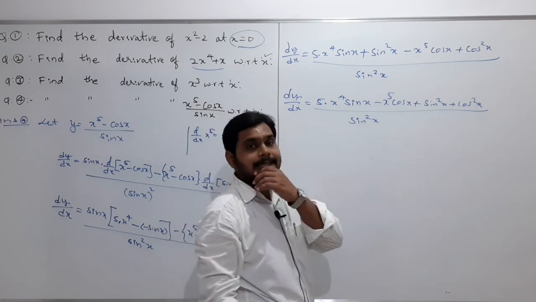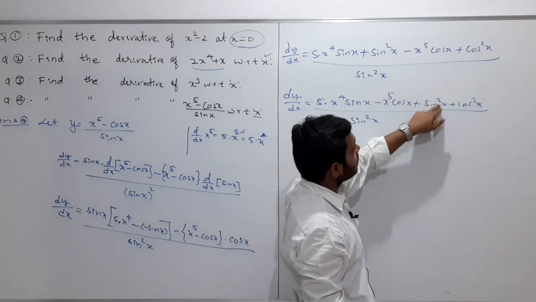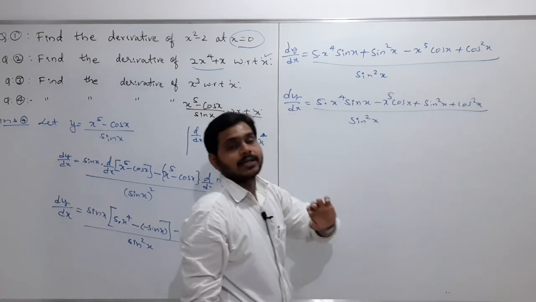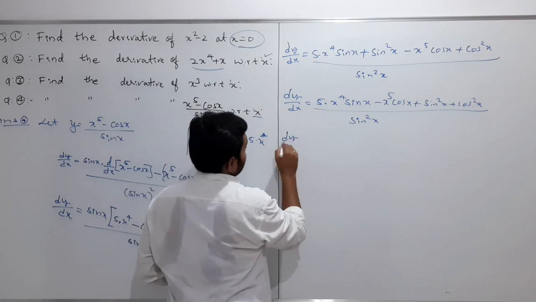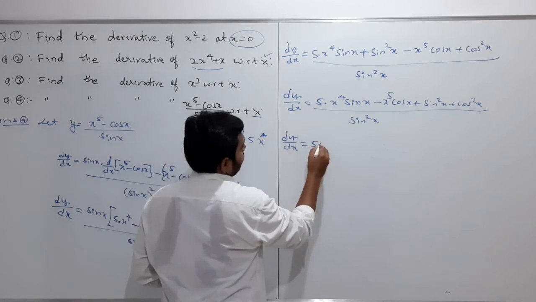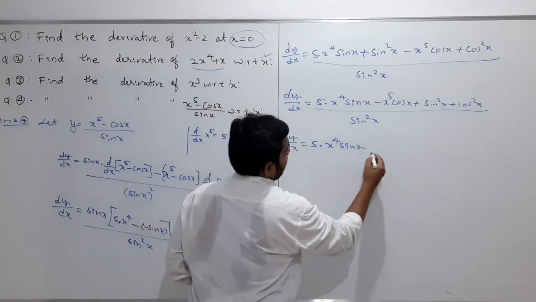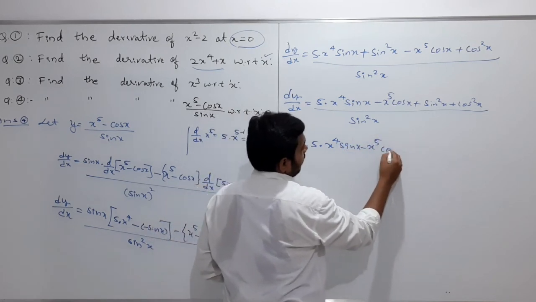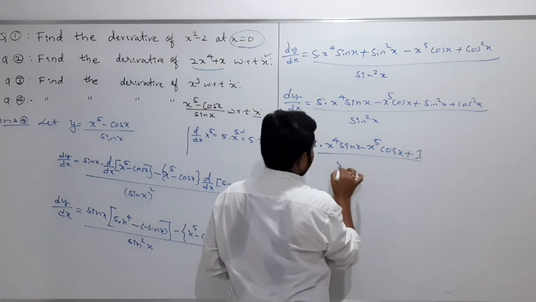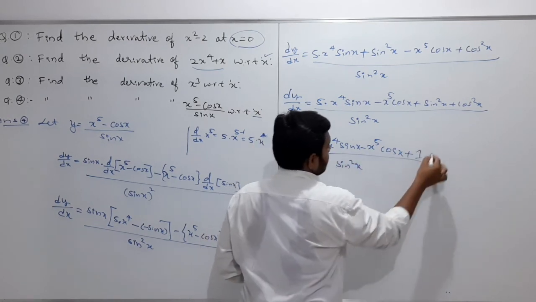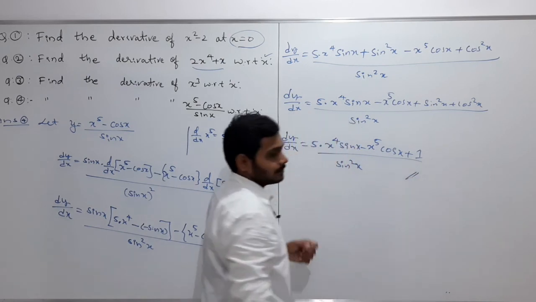My dear students, just I rearranged the terms. I wrote first this one, and next I wrote this and this one. All the terms are there only, just I rearranged the terms. Clear? So now, my dear students, dy by dx is equals to 5 into x to the power 4 sin x minus of x to the power 5 into cos x plus 1, whole divided by sin square x. This is your required answer.